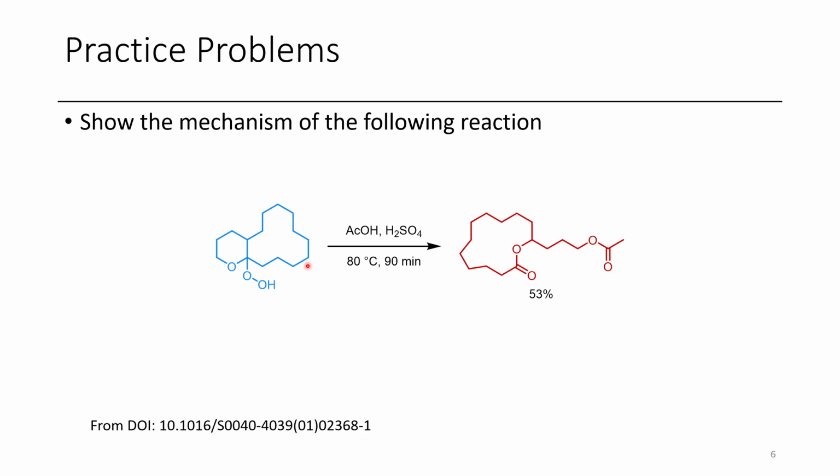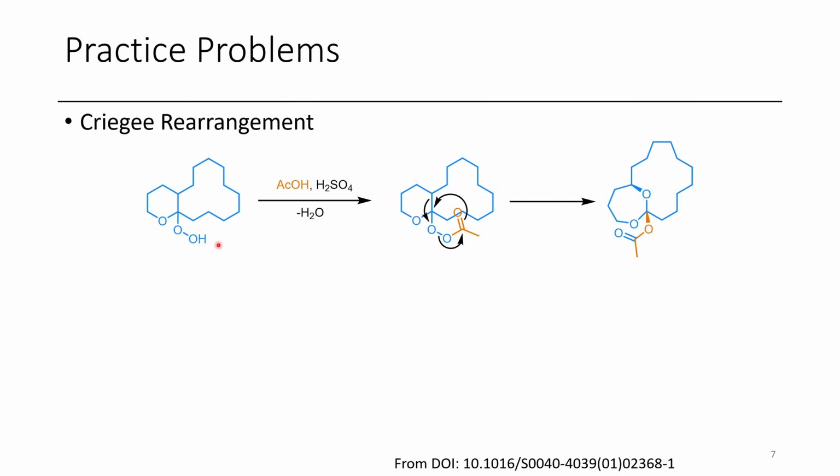Now in this next problem, we have a Criegee rearrangement. What occurs is first we esterify this hydroperoxide, which can then undergo a sigmatropic rearrangement. This can undergo a 1,2 shift, so that this rearranges, giving us this oxygen bridge here between this big ring.